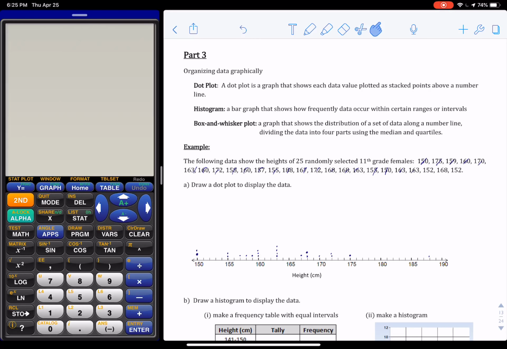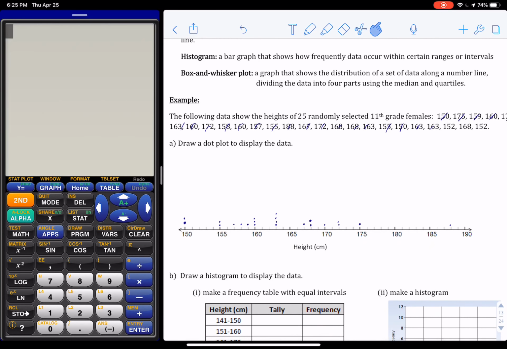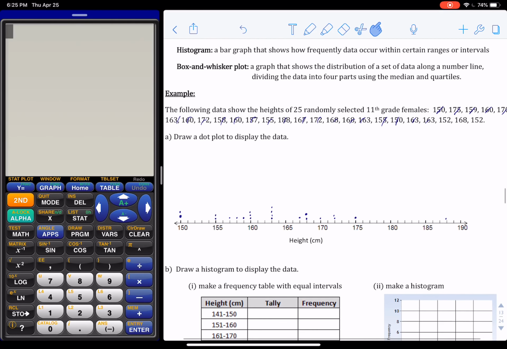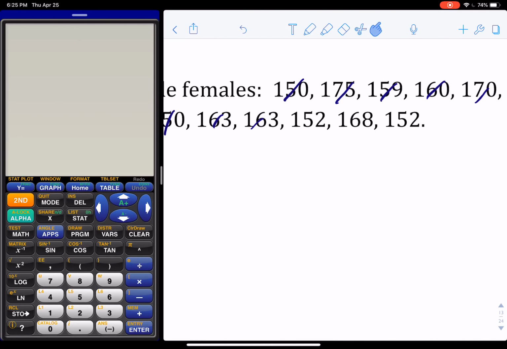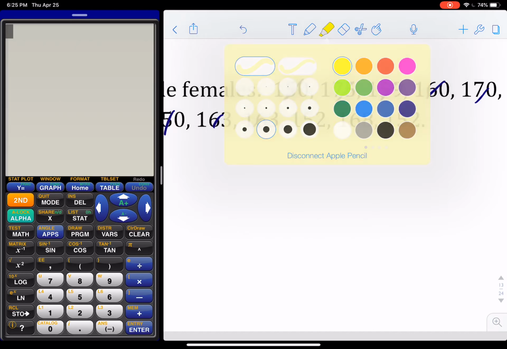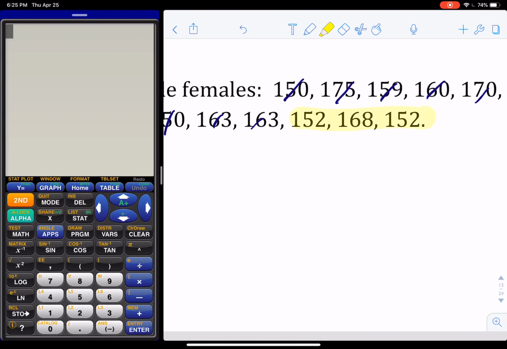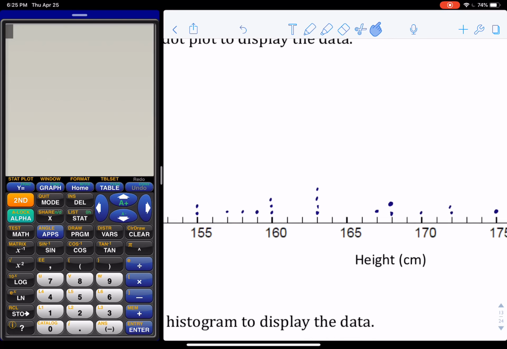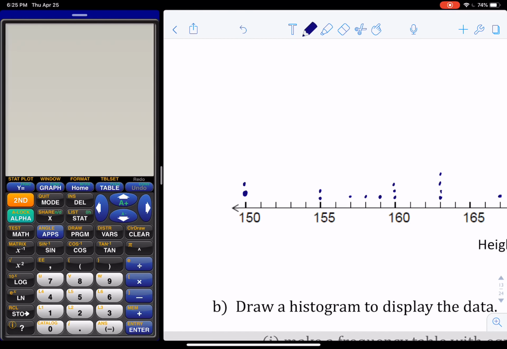So for this example, the following data shows the heights of 25 randomly selected 11th grade females in centimeters. I did most of these already, but really you're just putting a dot above that number. I left the last 3 here for us to do together. So we have 152, 168, and 152. Since we have 152 first, I'm going to go ahead and find 152 on the number line, and then I'm going to put a dot.